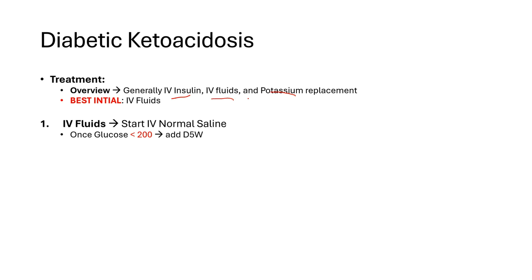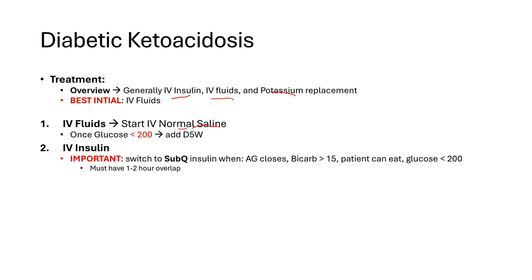So we typically start with IV normal saline, and we switch or add D5W once the glucose is less than 200. The reason is that we do not want these people to get hypoglycemic, so we can give them just a little bit more glucose while they are still on this regimen. The next one we'll talk about is intravenous insulin.